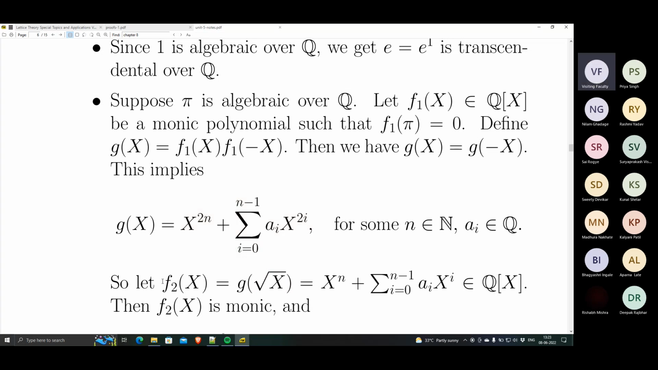So let f2 of x be equal to g of square root of x, which is precisely this, the same set of coefficients 1 and ai's, but now instead of x raised to 2n, you have x raised to n. Instead of x raised to 2i, you have x raised to i. And once again, since g is monic, f2 is monic. Is this much clear to everybody? Any doubts up to this point? We have just done some manipulation with the polynomial f1.